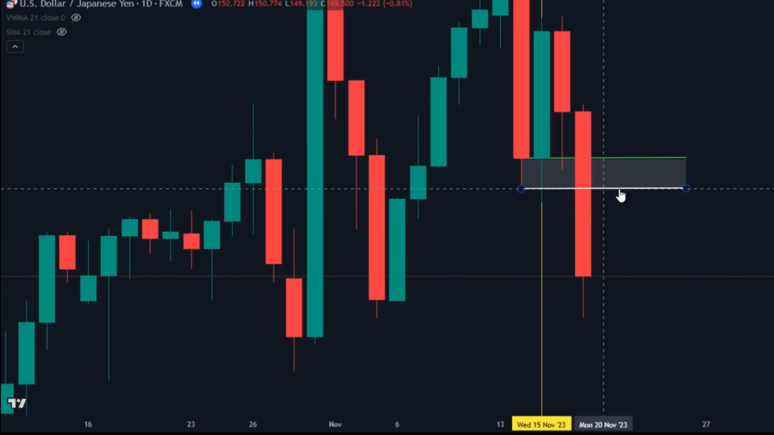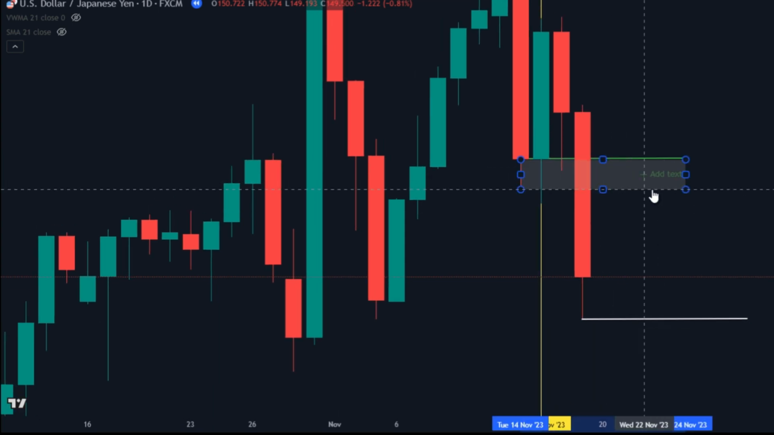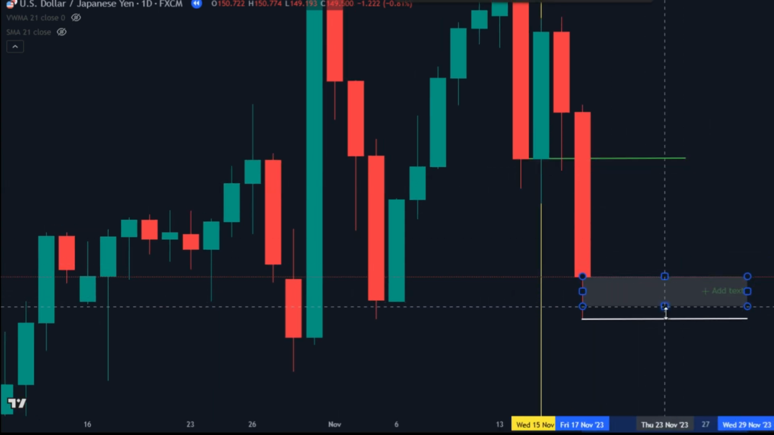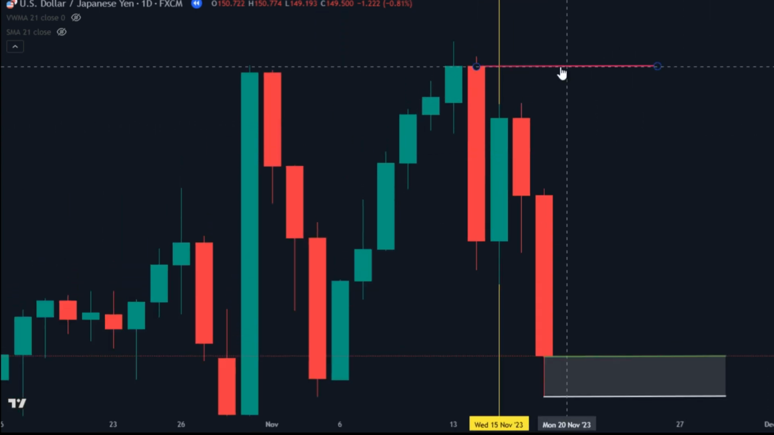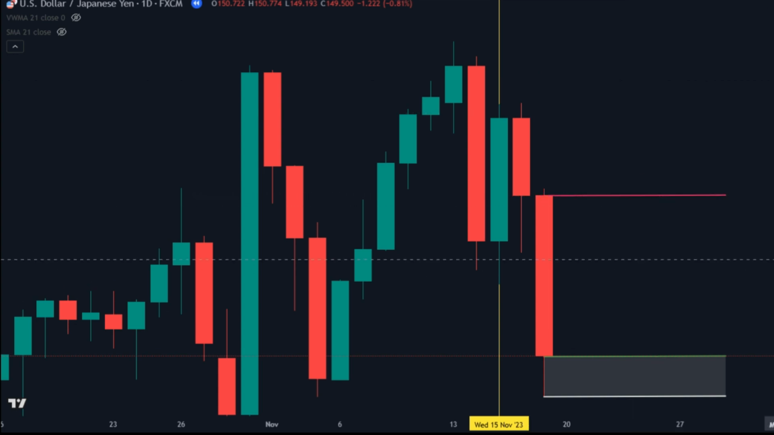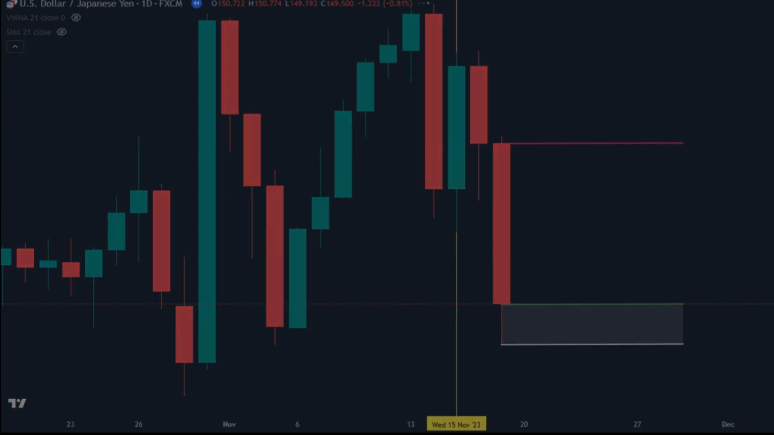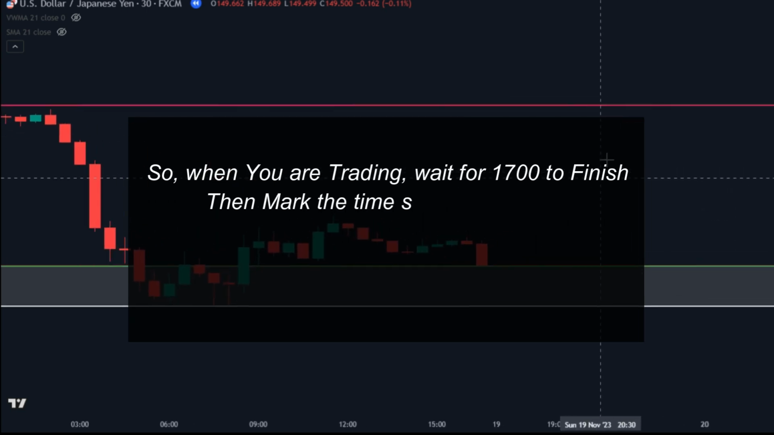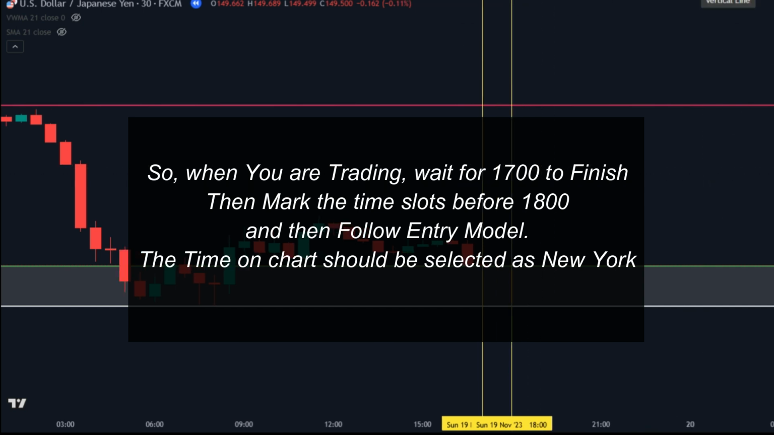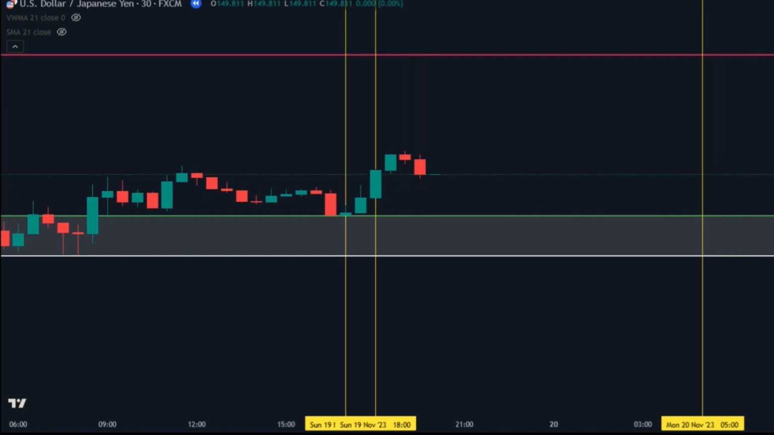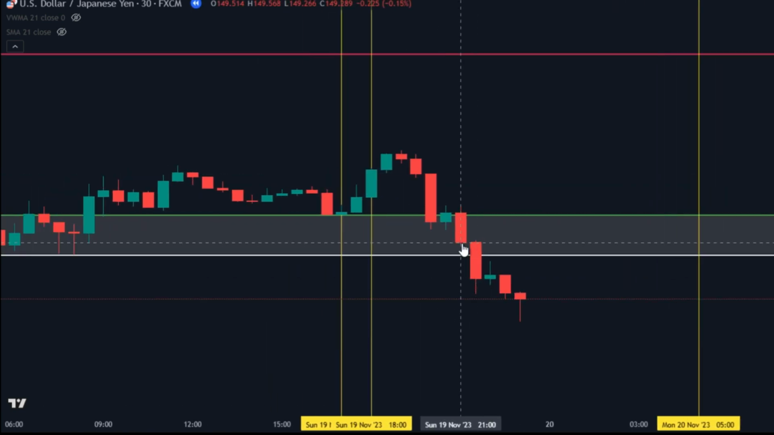Now we mark the area of the wick, as well as the time slots on 30 minutes. So when you are on a live chart, the best thing is to time slot right after 1700 and finish it before 1800, then simply follow the entry model. Most importantly, the time on the chart should be selected as New York. And this is the perfect entry with a 1:2 ratio.